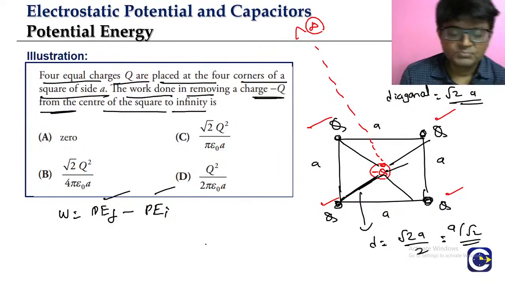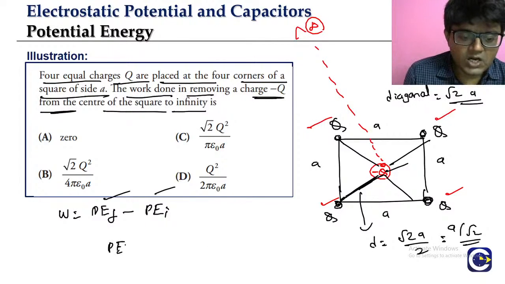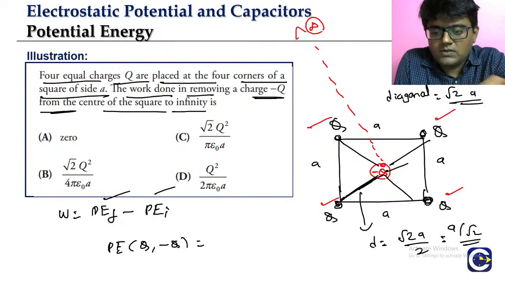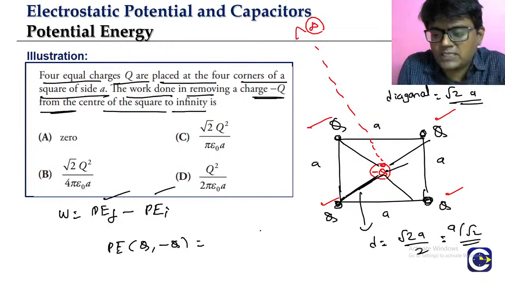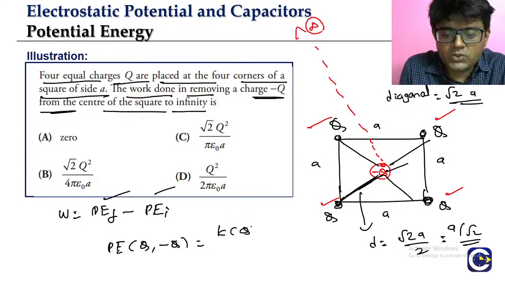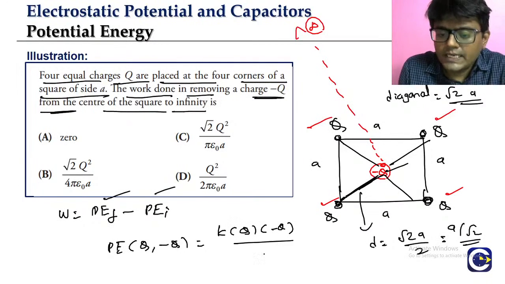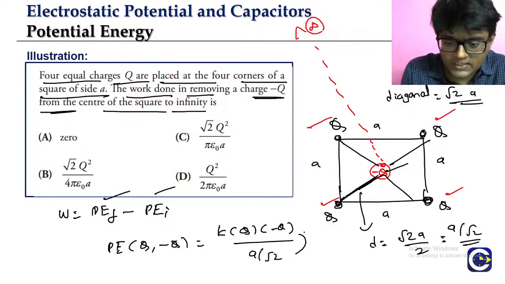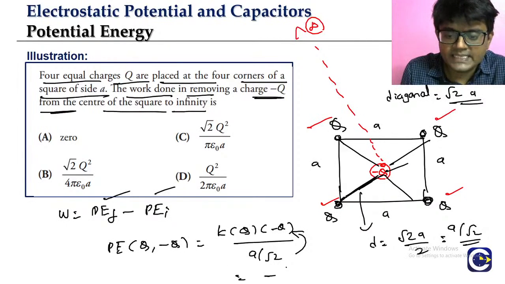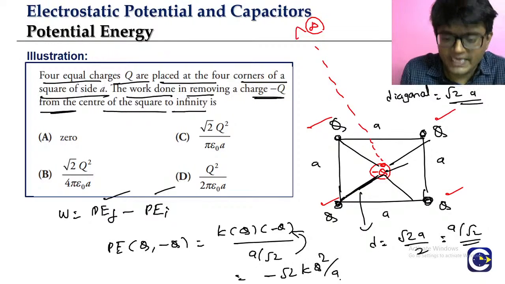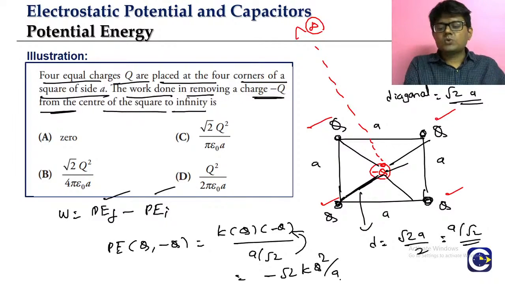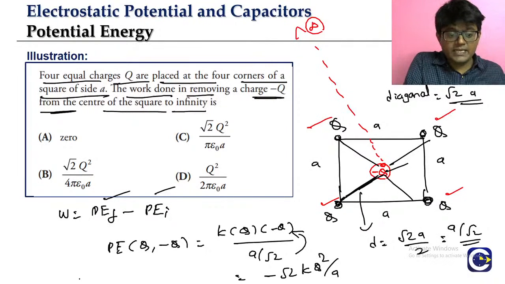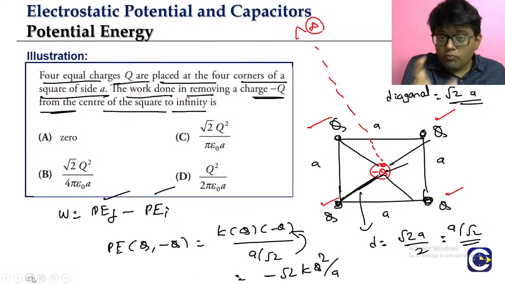Distance from the center to corner will be a by √2. இங்க பாருங்க, potential energy of one pair, q and minus q, அந்த ஒரு pair மட்டும் what is the potential energy going to be? k into q into minus q divided by a by √2. √2 மேலே போயிடும். So it is minus √2 kq square by a. Okay, so இது potential energy for one term.